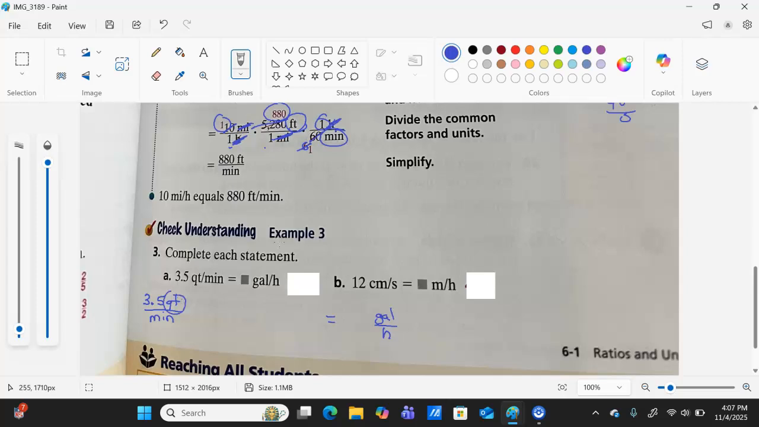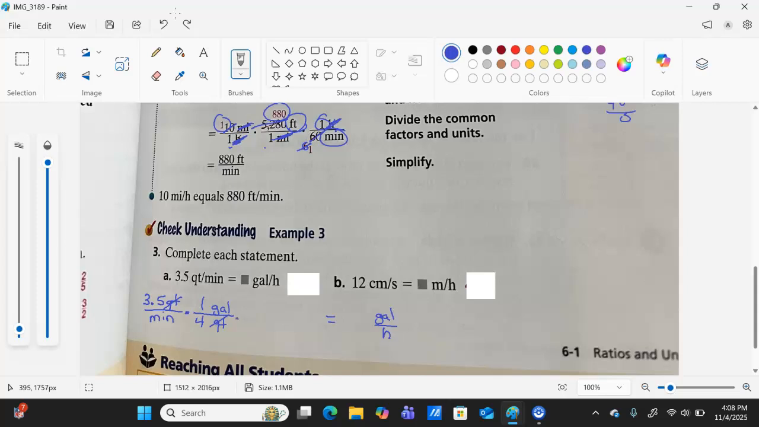So I can start by fixing the quarts, or I can start by fixing the minutes. Let's go ahead and just in practice do the top unit first. Okay, so if quarts is up top, it needs to go down at the bottom to cancel. And there are 4 quarts in 1 gallon. So now quarts is gone. And I've got gallons up top, which is what I want up top.